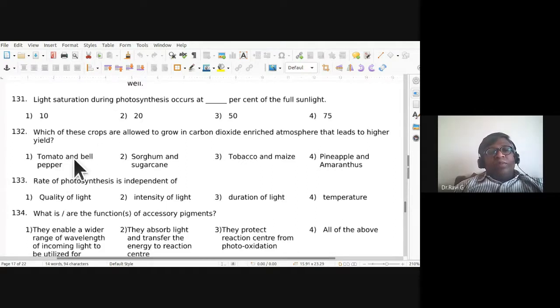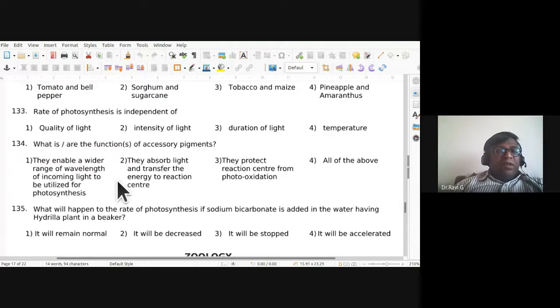So the tomato and bell pepper plants are allowed to grow in a carbon dioxide enriched atmosphere, leading to higher yield. The rate of photosynthesis is dependent upon quality of light, intensity of light, duration of light, and temperature. So majorly it is going to be the duration of light. Okay. What is or are the functions of accessory pigments?